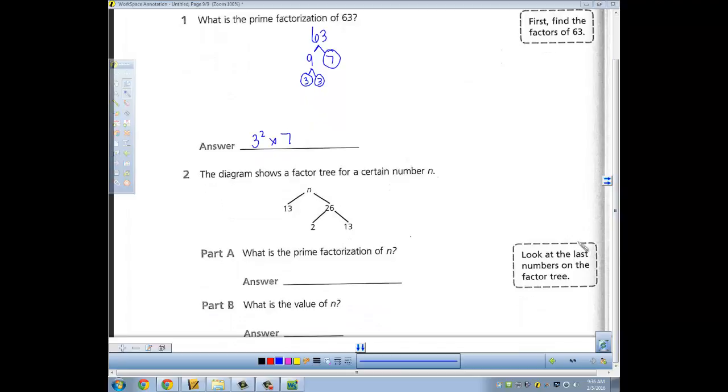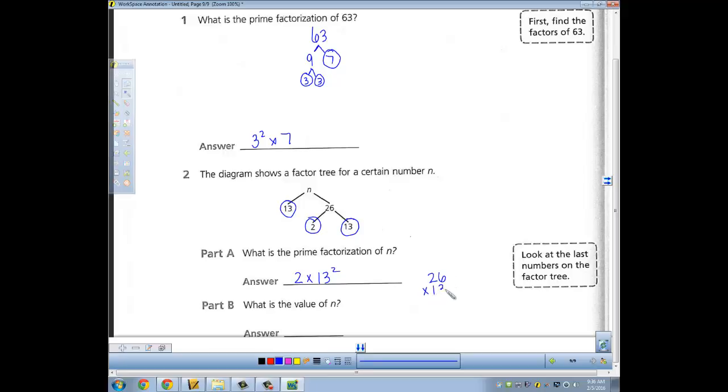Number 2, the diagram shows a factor tree for a certain number n. Part A says what's the prime factorization of n? So I just look at the prime numbers that I was given. Smallest number is 2, circled it once, then 13 twice. Part B, what's the value of n? So since I'm always thinking multiplication, I need to figure out what's 13 times 26.